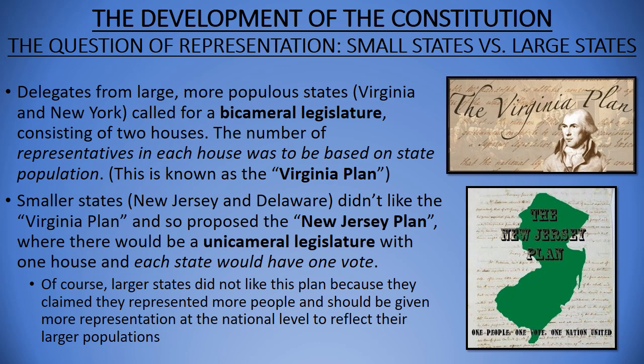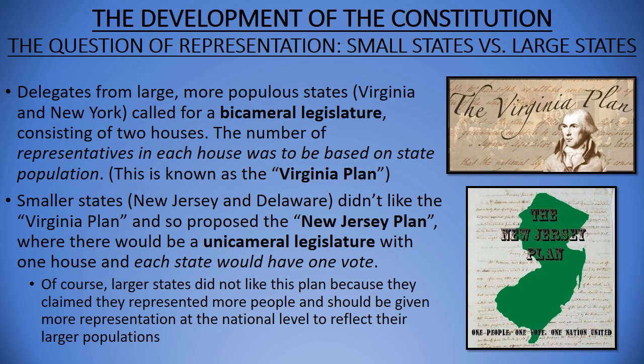A few main issues we're going to highlight, first is the question of representation. Small states versus large states, population-wise, not area-wise. Delegates from more populous states, states with more people like Virginia and New York, were in favor of a bicameral legislature, a legislative branch that has two houses. And they said that each state's representation should be based on its population, which of course Virginia and New York wanted because it would favor them greatly.